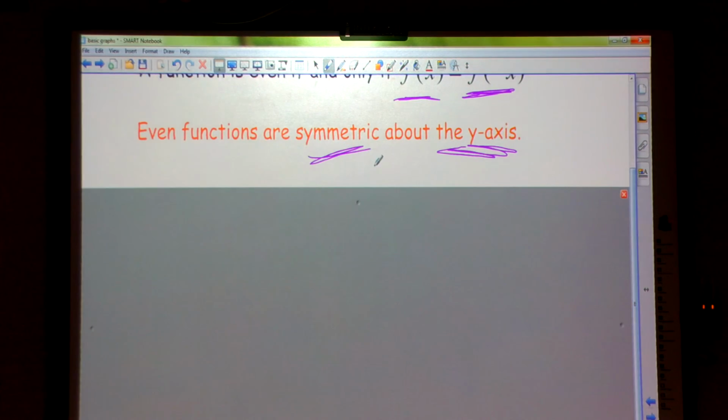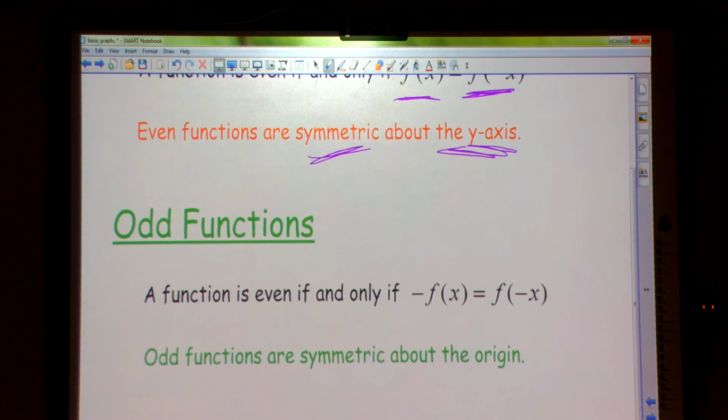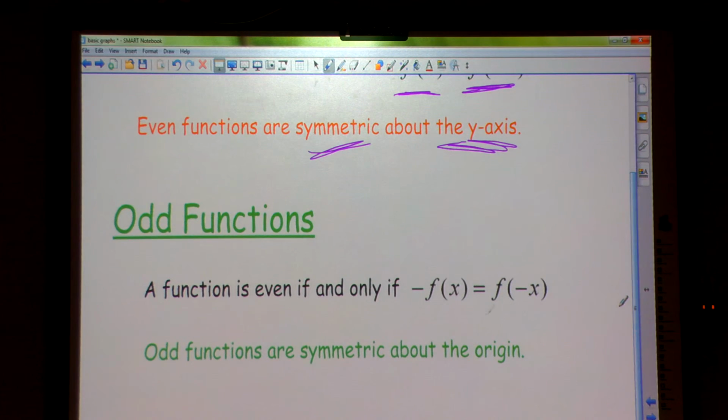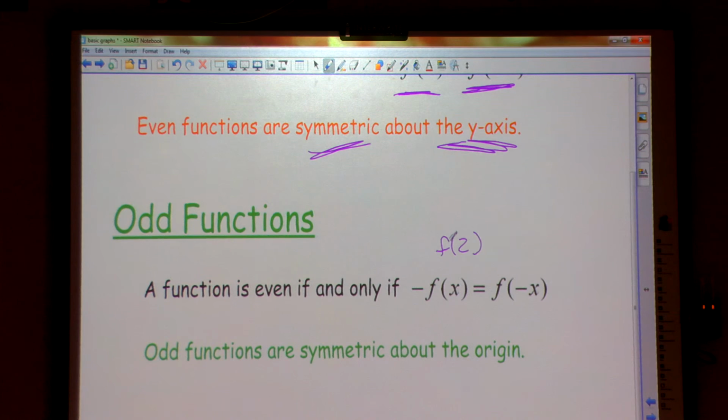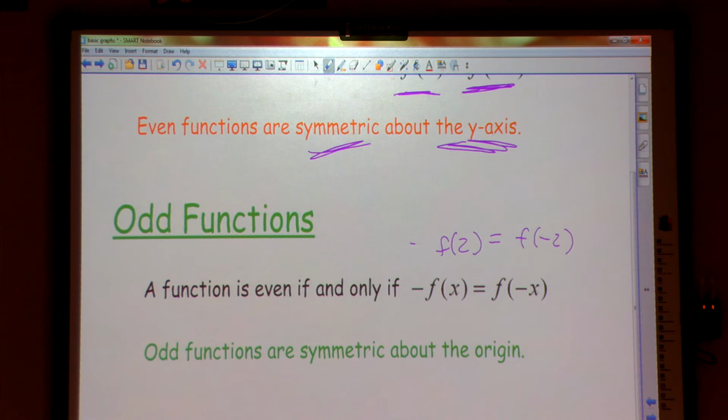Now, odd means it's symmetric about the origin. And that means that if I plug in a number, 2, and I plug in its opposite, they're not equal, they're different signs. So one of them's negative.